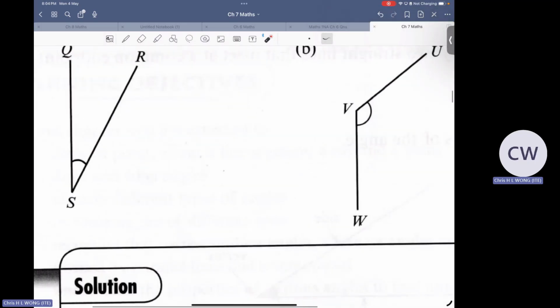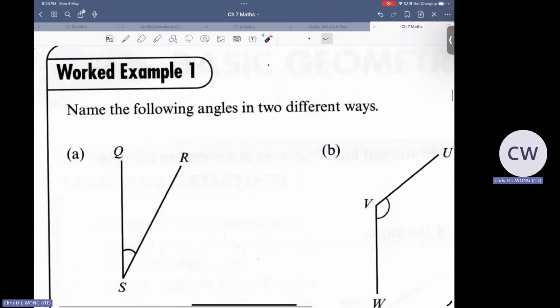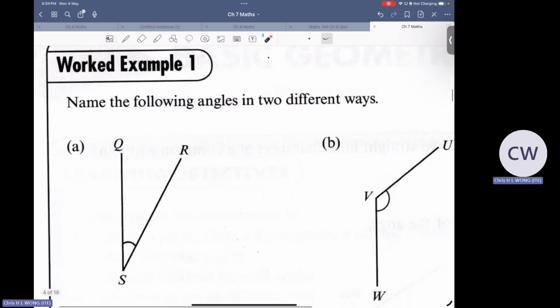Okay, I want you to name the angle for me. Name the following angle. A, how do you name it? I have an S there, right? You'll notice, if I have an S there, I can put a small s. So I can make it small s. I can say angle small s, angle Q what? Somebody tell me please, Q what?